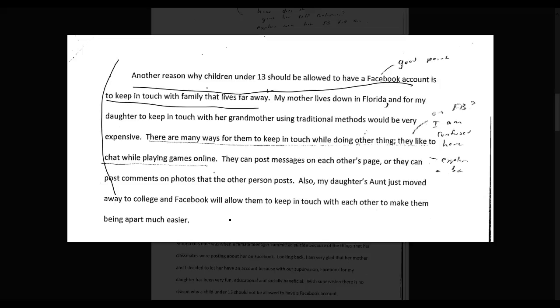So here he has a couple of examples. He gives the example of his mother living far away, so his daughter can keep in touch with her, and he gives an example of his daughter's aunt moving away to college and his daughter being able to keep in touch with her. So here he uses two examples to back that up, and I think that's a pretty convincing argument too. She's allowed to keep in touch with family and aunts and friends that live far away.